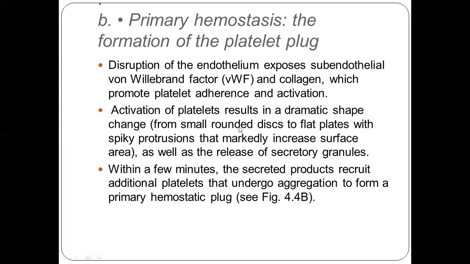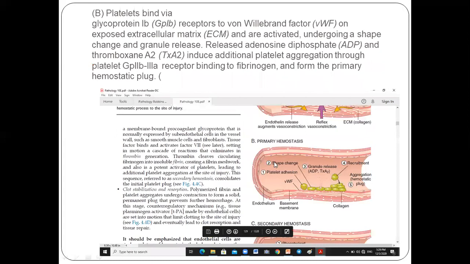You can see here, we will discuss the detailed mechanism later. Platelets bind via glycoprotein 1b, GP1b, to von Willebrand factor on exposed extracellular matrix, ECM, and are activated, undergoing a shape change and granule release. Released adenosine diphosphate, ADP, and thromboxane A2 induce additional platelet aggregation through platelet GP2b-3a receptor binding to fibrinogen and form the primary hemostatic plug.